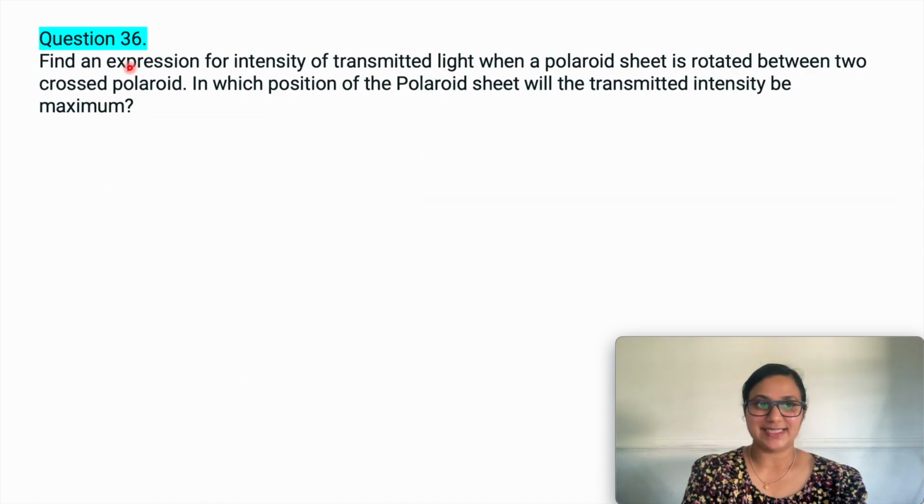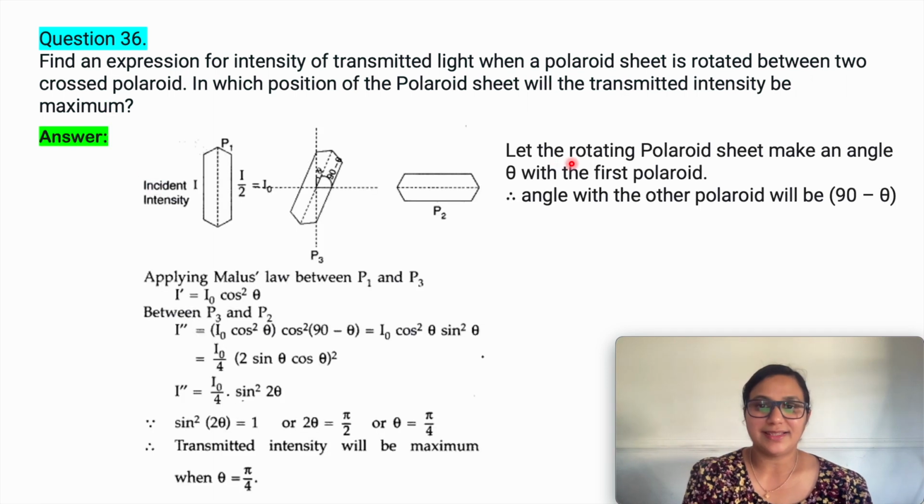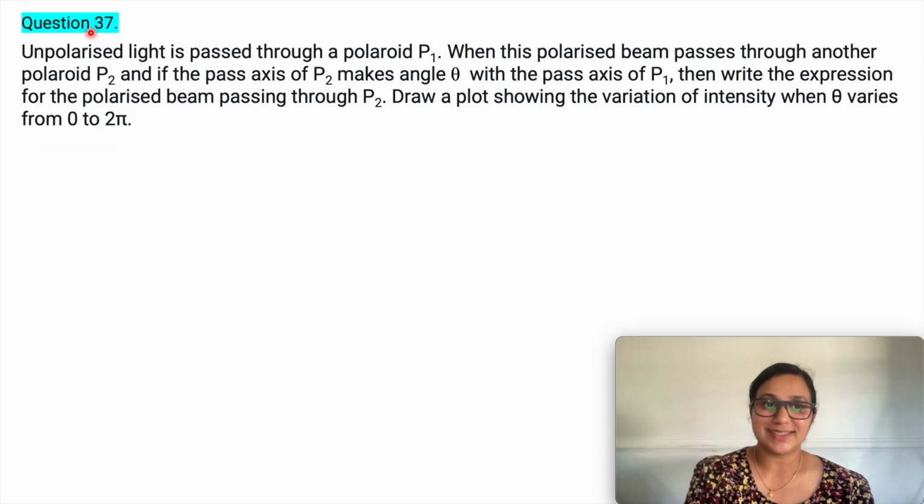Question number 36. Find an expression for intensity of transmitted light when a Polaroid sheet is rotated between two crossed Polaroids. In which position of the Polaroid sheet will the transmitted intensity be maximum? Answer: let the rotating Polaroid sheet make an angle θ with the first Polaroid. Therefore, the angle with the other Polaroid will be 90° − θ. Then apply Malus law. Then you can show that the transmitted intensity will be maximum when θ = π/4.